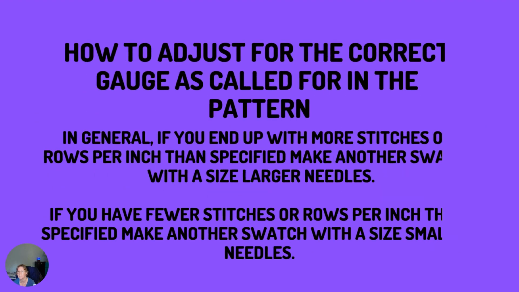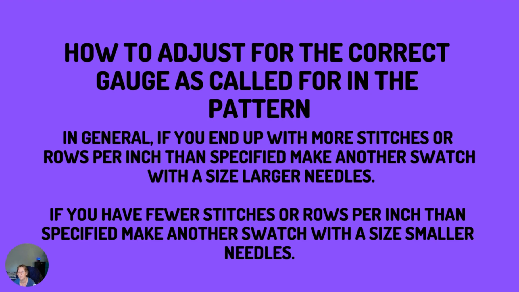So the next slide is going to tell us how in the world we are going to fix the gauge if it's not coming out the same as what the pattern calls for. In general, if you end up with more stitches or rows per inch than specified, you're going to make another swatch with larger size needles. So let's say the swatch called for 6 going across and 8 going up and down, and you had 8 going across and 10 going up and down. So you want to use a larger needle so that your gauge should match your pattern.